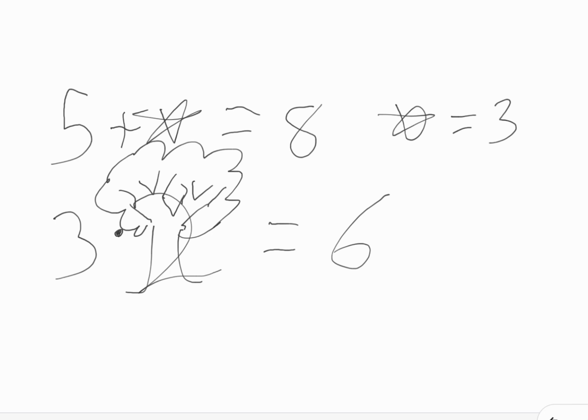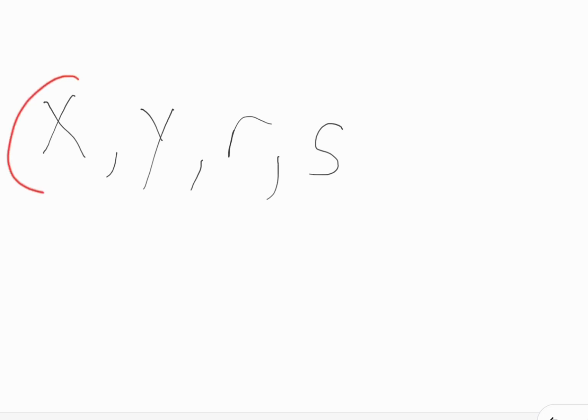So in math, the most common symbols that we use are letters. So you often will see an X or a Y, but it could be an R or an S or whatever. And the reason why they use letters as symbols is because it's way faster than having to draw a tree every time you want to use a variable.